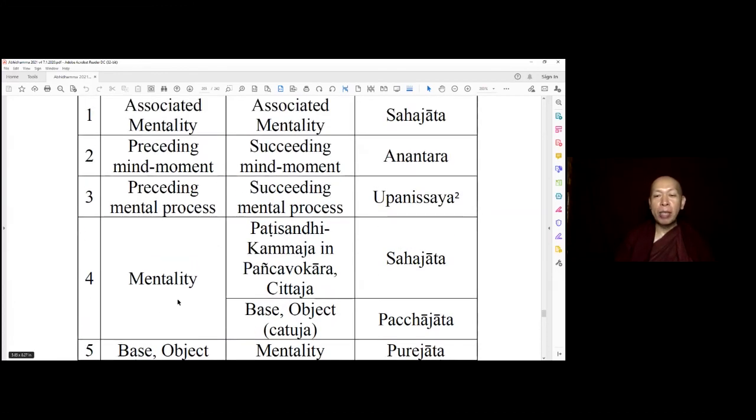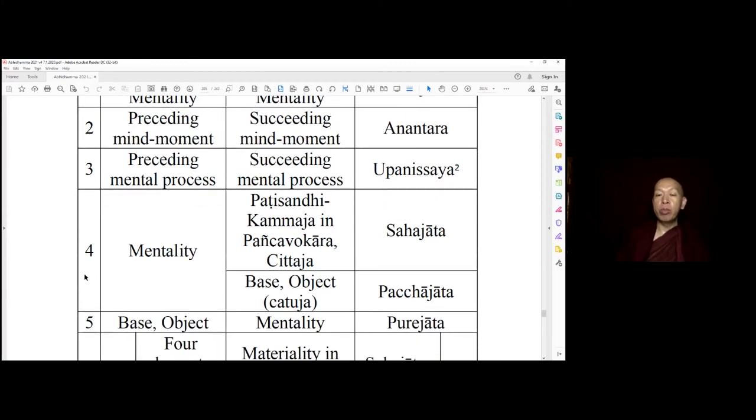So Upanissaya means it can be within one mental process. If there is one interval mind moment, it can also be Upanissaya. From one mental process to another mental process, maybe a mental process in this very life and another life, it can also be Upanissaya. It can be in many different ways. This is the third row, cause and relationship.